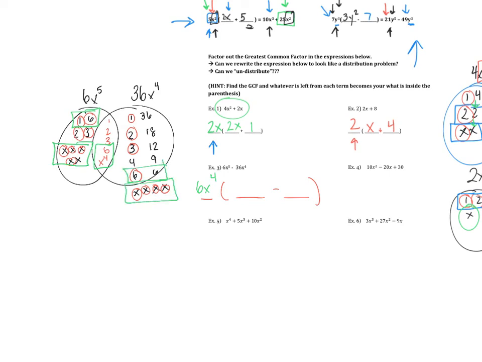And now whatever is left in this box and in this box is what you're gonna be writing, okay? So in here, there's no number left. So we could just keep it as 1. And in here, we have an x left. So we need to write down the x.